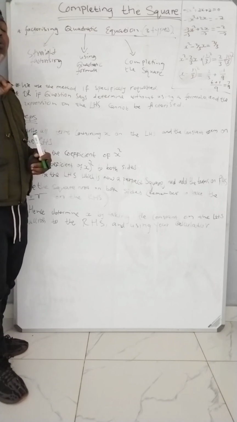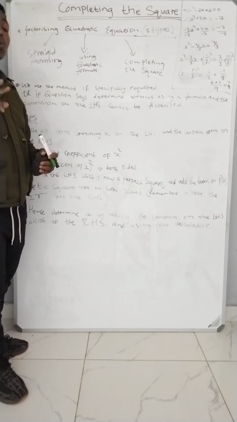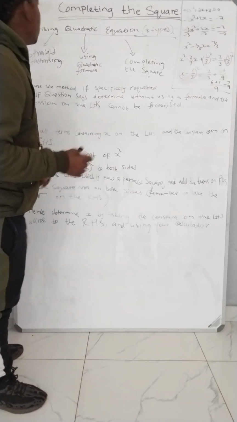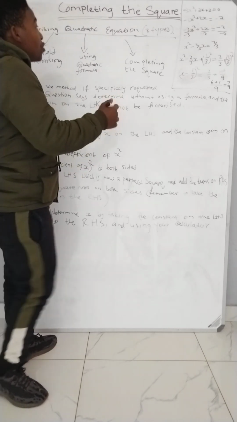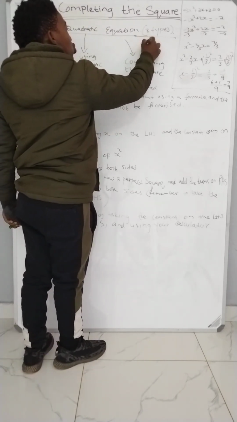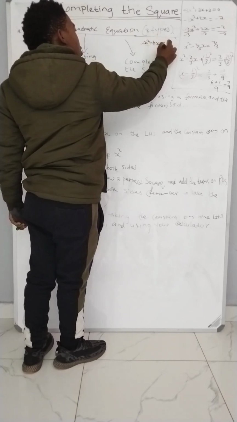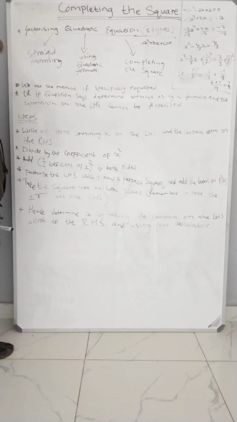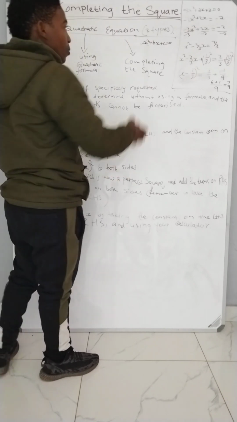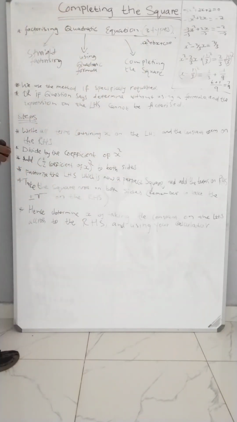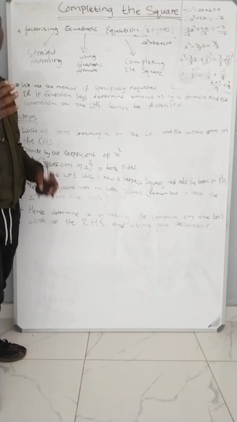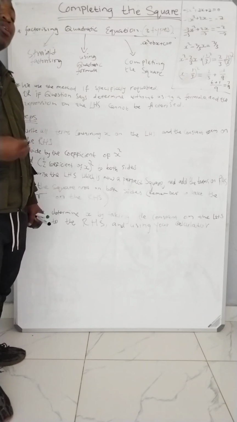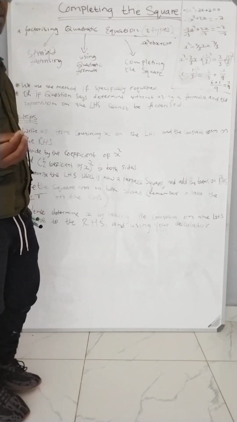Now there are three ways for you to factorize your quadratic equation. For those of you who don't know what a quadratic equation is, it's an equation of the second degree in the form of ax squared plus bx plus c is equal to 0. When it is equal to 0 like that, we say it is in standard form. Keep that in mind. The three ways of factorizing will help you determine the roots of the quadratic equation, by which we mean the x values.